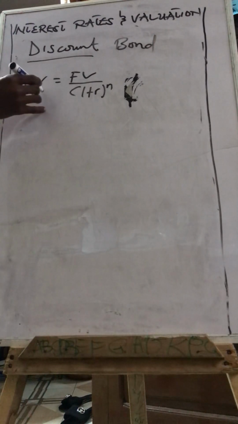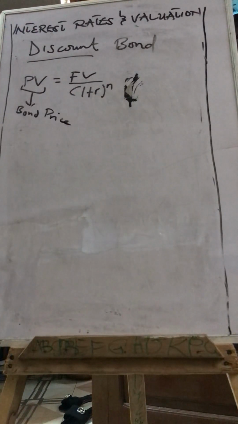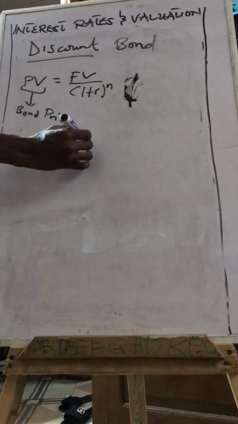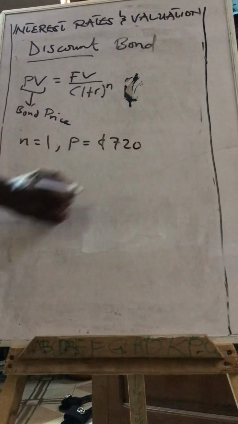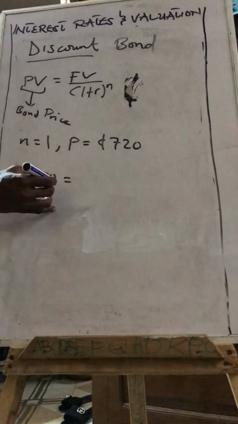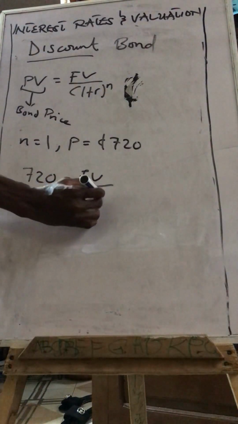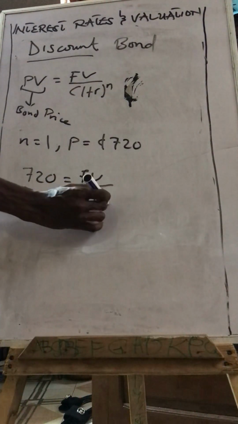Okay, so I said that we are looking at this as the bond price in this case, and then we are looking at the future value as the face value. Let's take an example. We want to determine the yield of a 1 year discount bond, so n is 1, that sells at 720 Ghana cedis. Remind you, we said that the bond price we are going to take as the present value. So in this case, 720 Ghana cedis would be equal to FV divided by 1 plus r, here exponent 1.